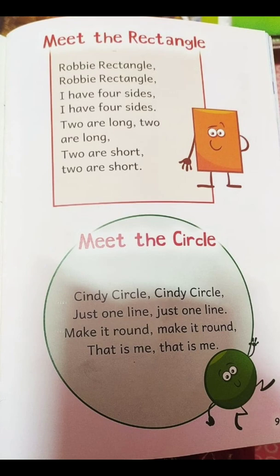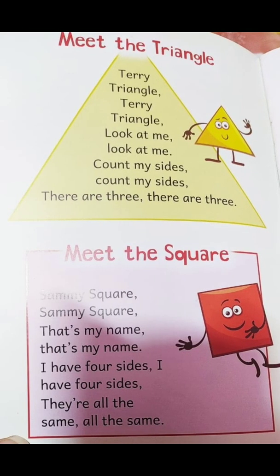Next is meet the circle. Cindy circle, just one line, just one line. Make it round, make it round. That is me, that is me. Terry triangle, look at me, look at me. Count my sides, count my sides. There are three. Semi square, that's my name, that's my name. I have four sides, I have four sides, that are all the same, all the same.